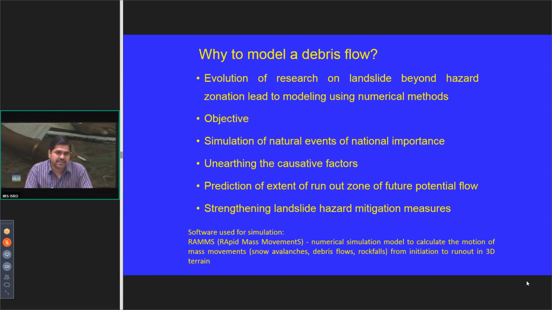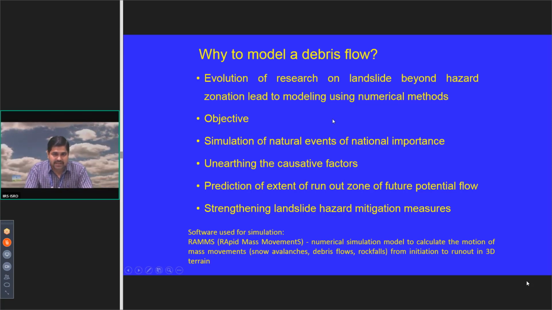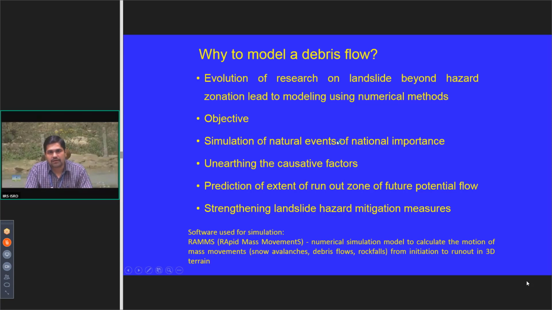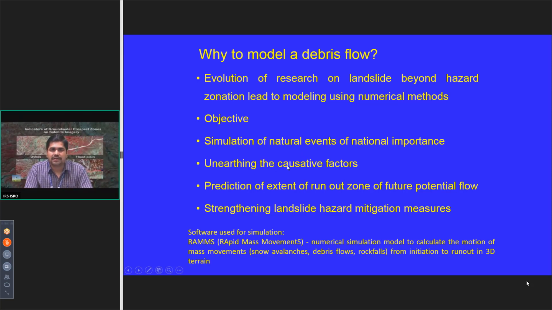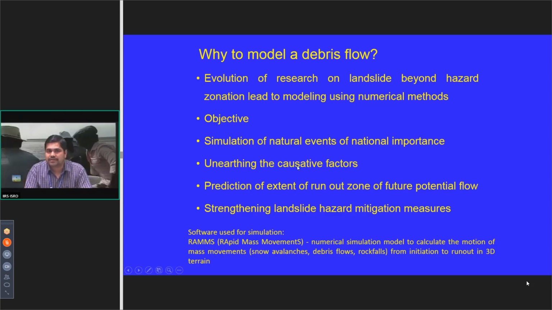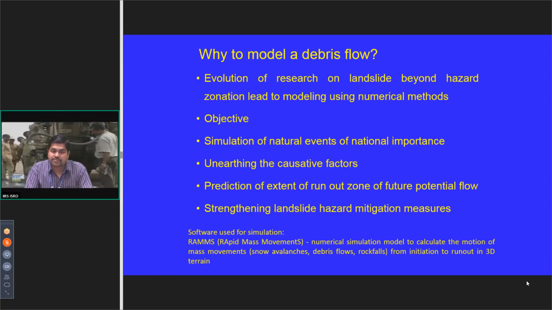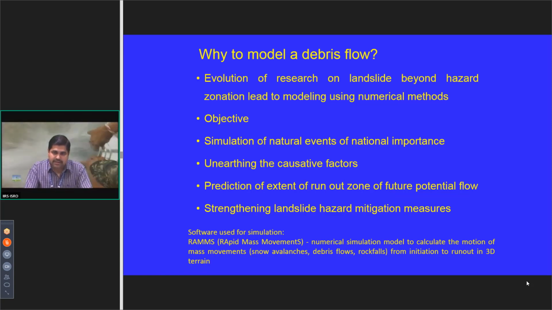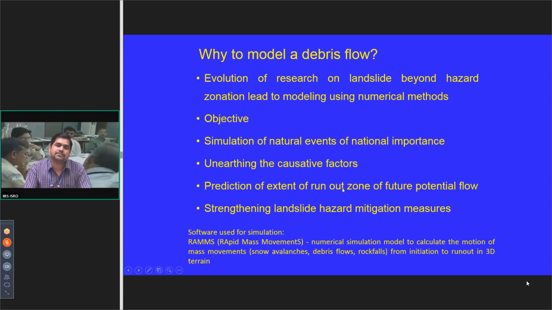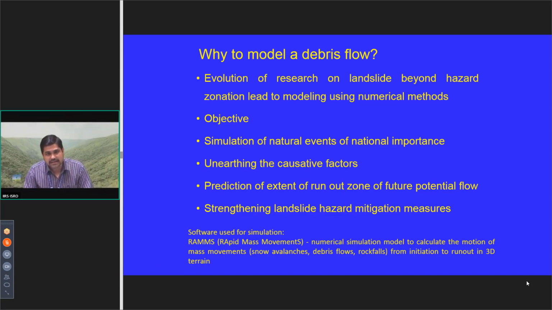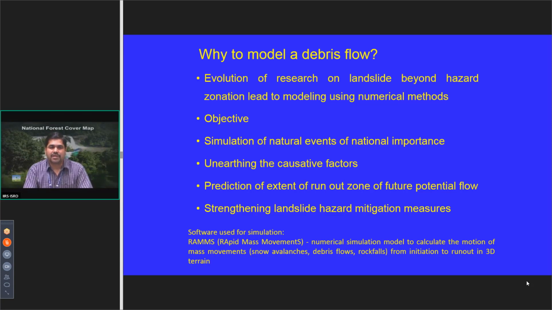The Honorable Prime Minister's 10-point agenda also very clearly says the importance of modeling all hazards, all landslides, important landslides, big landslides. It can simultaneously tell you the causative factors of that. Then there is the most important part, the future potential flow. We have seen one landslide happen. What is the future of this? It can get reactivated. If so, what should be the run-out zone in future? How much more material is supposed to come, where exactly is it supposed to fall, and what will be its effect? Then the last point is that it obviously helps hazard zonation and hazard mitigation measures.